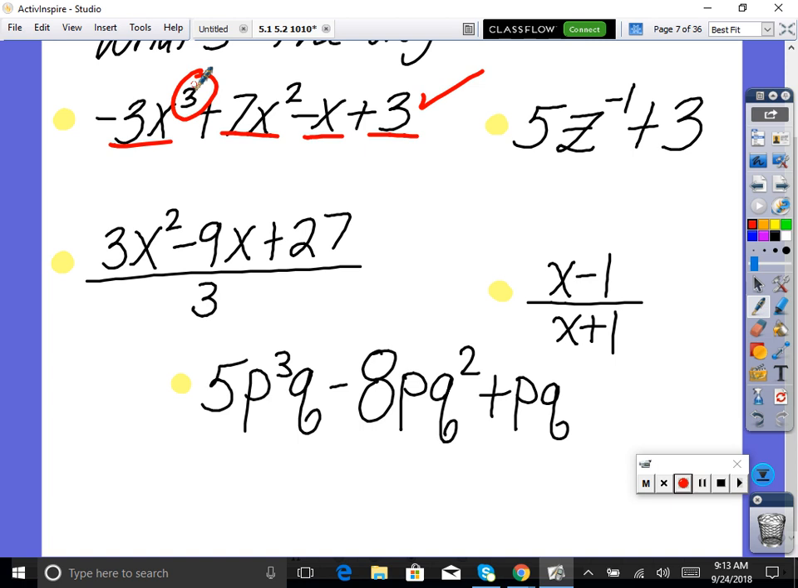Is this one a polynomial? No, so we're not going to answer those questions. Is this one a polynomial? Yes, because 3 and 3 divide to be x squared. Negative 9x divided by 3 is negative 3x. 27 divided by 3 is plus 9. You guys see how that's okay? So this would be a polynomial. It has 3 terms and it's degree 2.